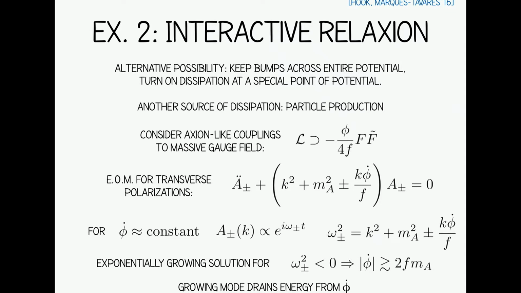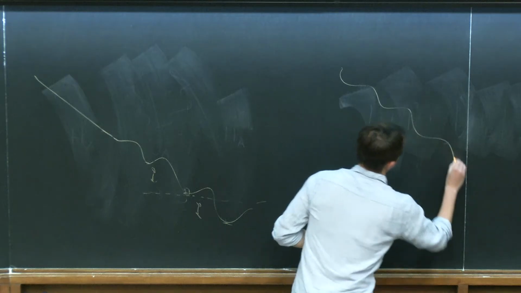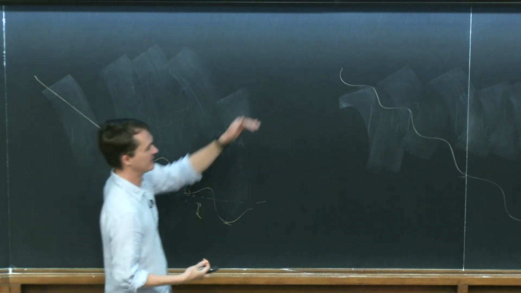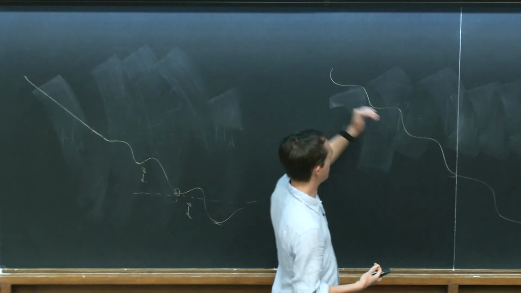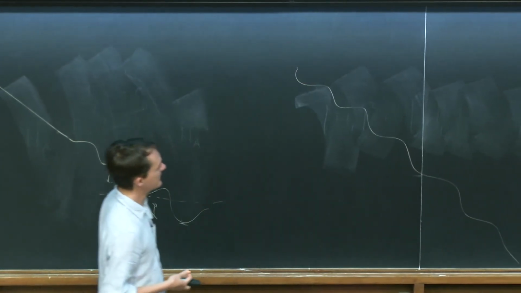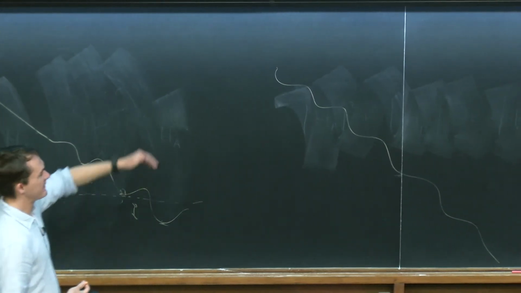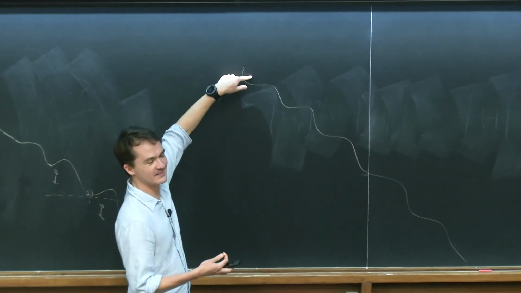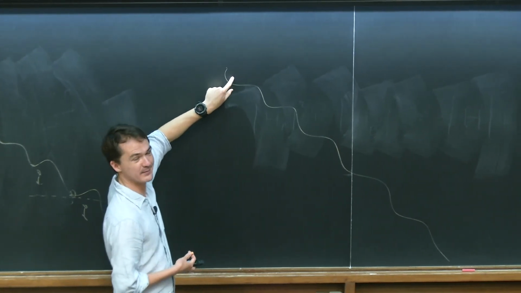But you could imagine flipping the roles. What if I have some field that's evolving over some potential where there's always bumps? So there's some potential with some overall tilt, so it's classically rolling down it, and that potential always has some bumps, some sort of washboard through the whole range of the field. Of course, if dissipation were turned on the whole time, then this field would just never go anywhere. It would just get hung up on one of these minima and do its thing.